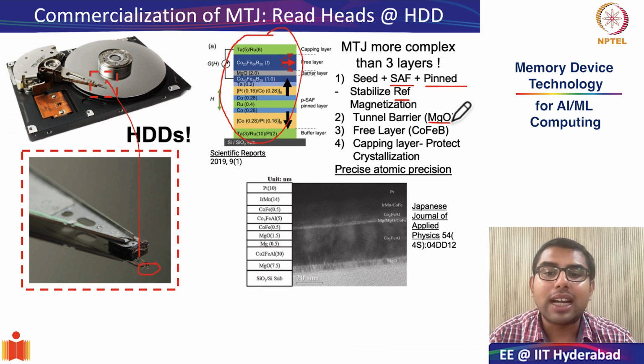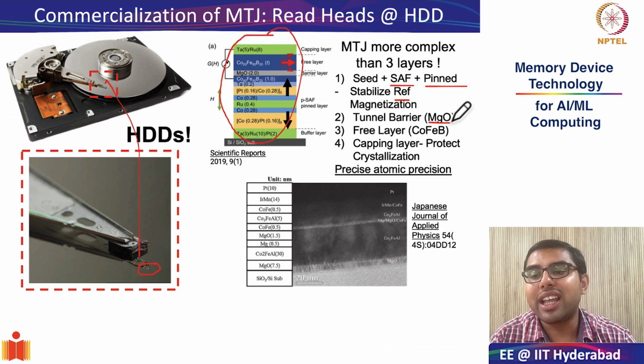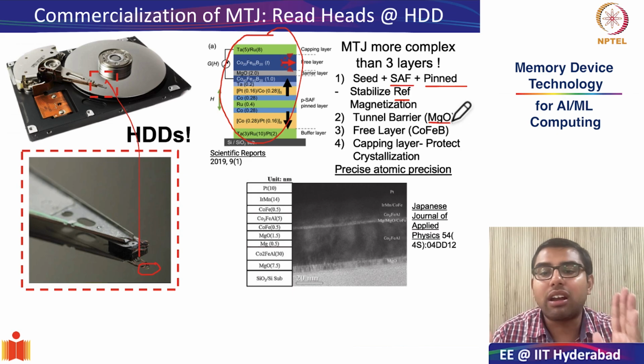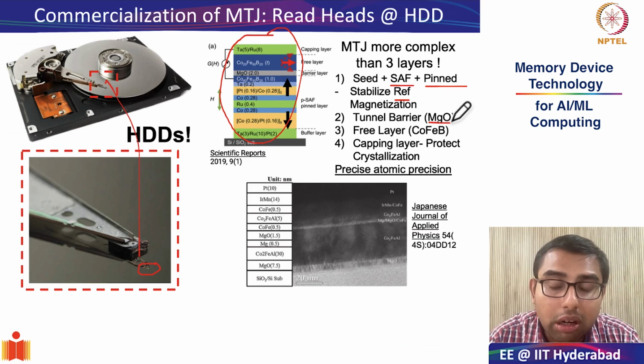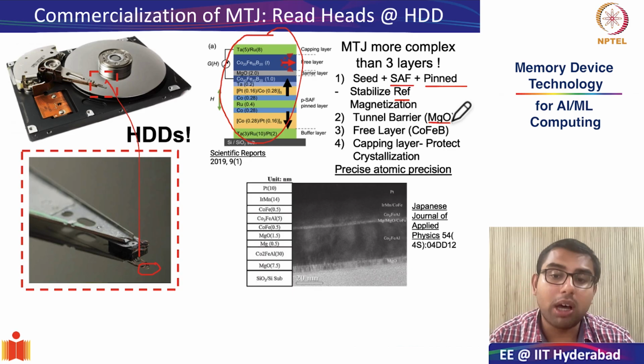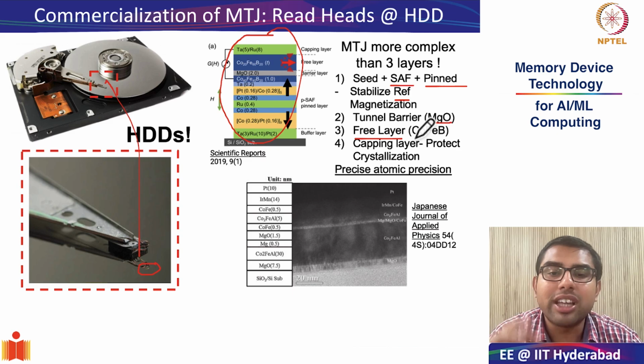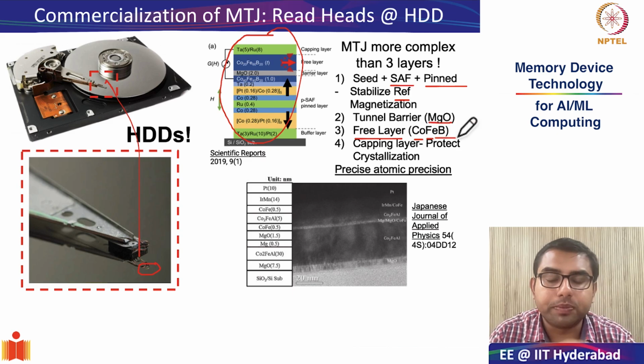This means that the electron's spin interacts with the magnetic states of the ferromagnetic layers much more efficiently, and this is responsible for the very large TMR effect. We also saw the free layer, which is more like a soft magnet. This soft magnet is made up of a compound consisting of 3 elements: cobalt, iron, and boron.